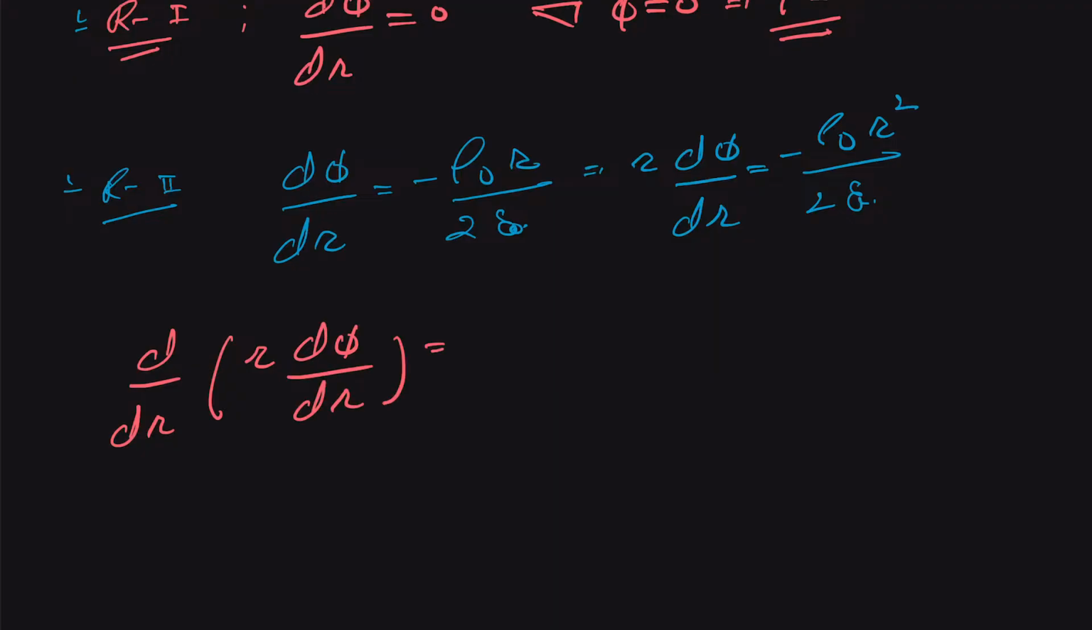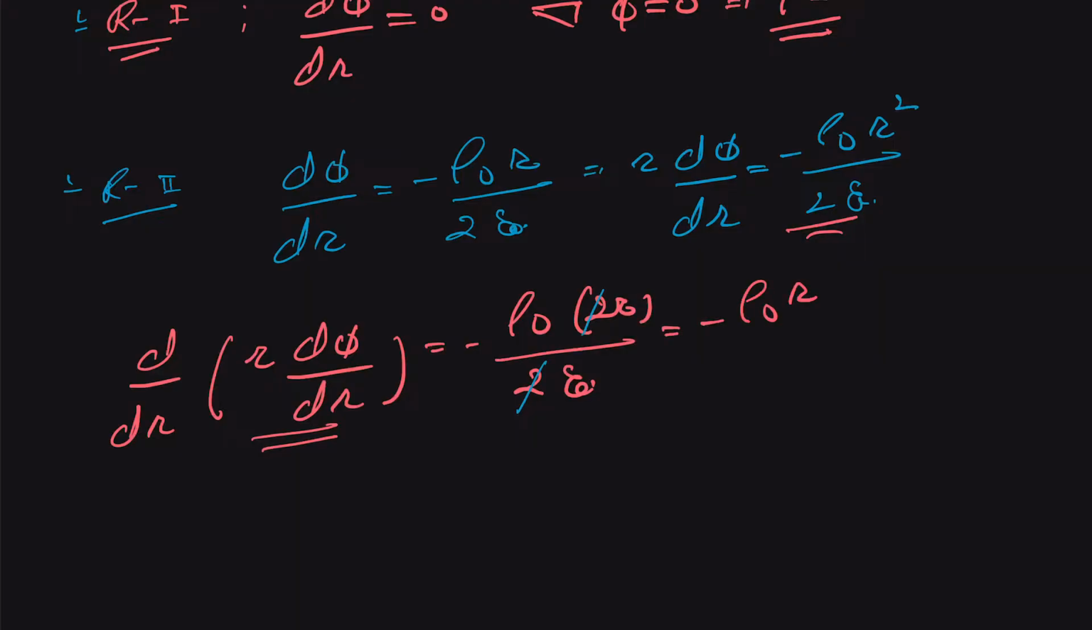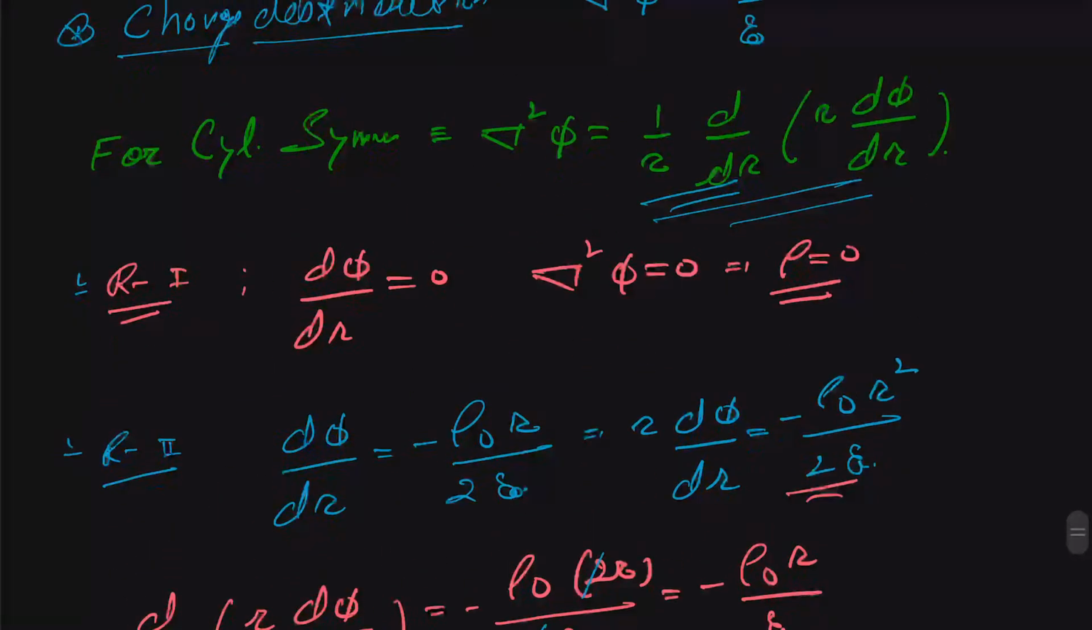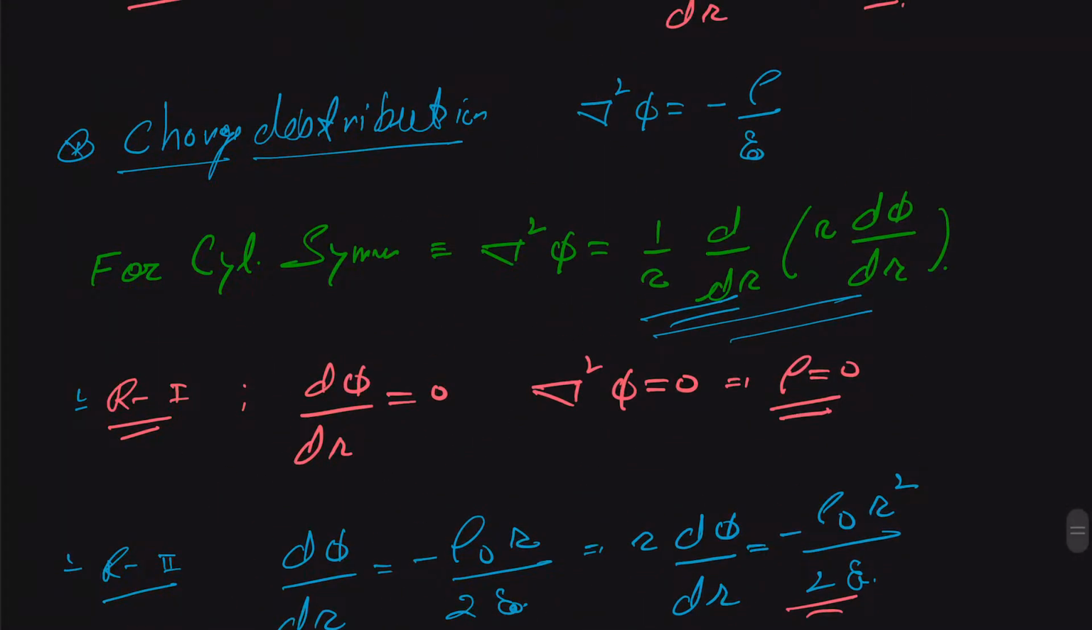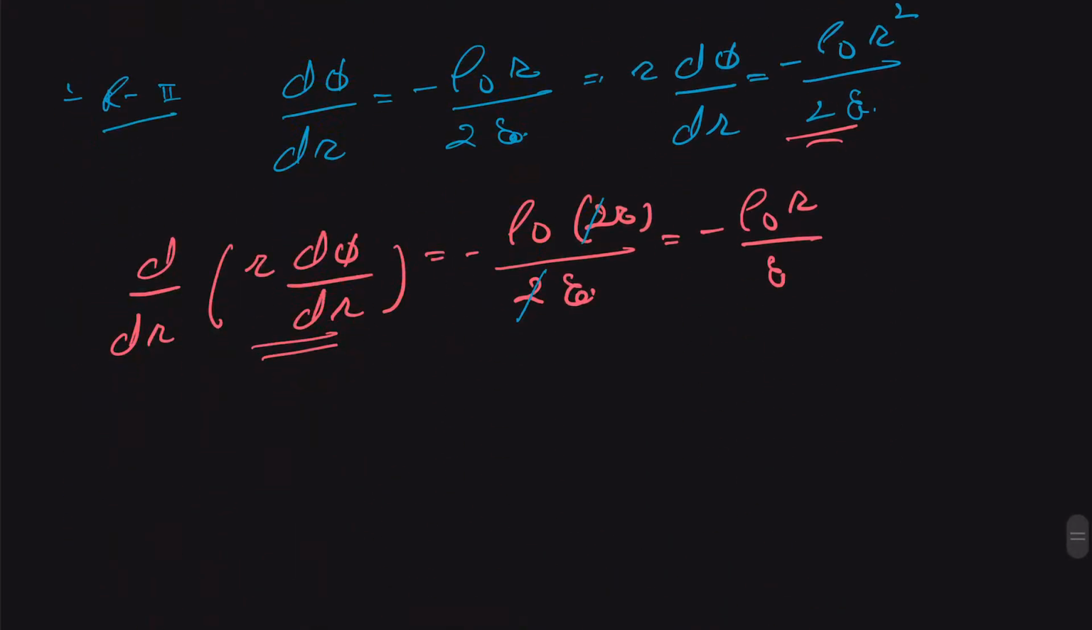Okay. So basically we are going to find out the derivative of this equation. So this comes as minus rho naught 2r upon 2 epsilon naught. This 2 and 2 cancels out. This comes as minus rho naught r upon epsilon naught. Okay. And this is basically equal to minus rho upon epsilon naught. Okay, so we can say this is equal to minus rho upon epsilon naught.